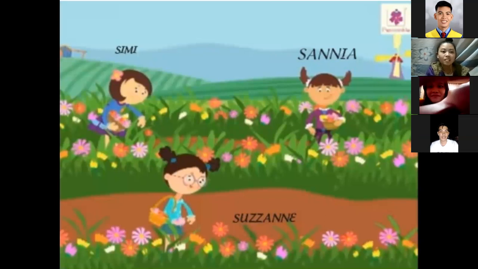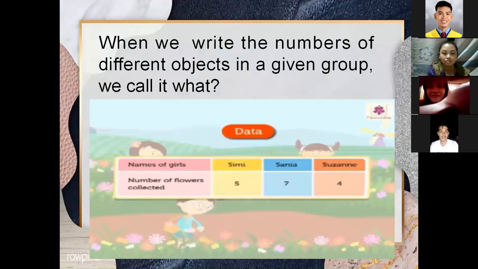Okay, so let's take a look at the picture. We noticed that there are three girls who are collecting a lot of flowers from the farm. So let us say Simi collected 5 flowers, Tanya collected 7 flowers, while Suzanne collected 4 flowers from the farm. So remember that when we write the numbers of different objects in a given group, we call it what? We call it data.